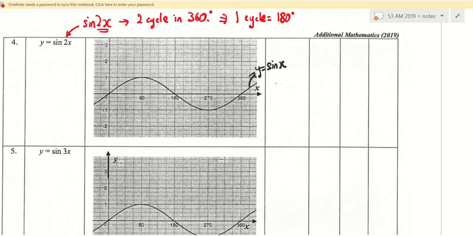So how do I draw it? It becomes smaller, right? If I have 180, let's look at it: in 360 I have 1 N and 1 U. Now in 180 I also have 1 N and 1 U. So it looks like that.